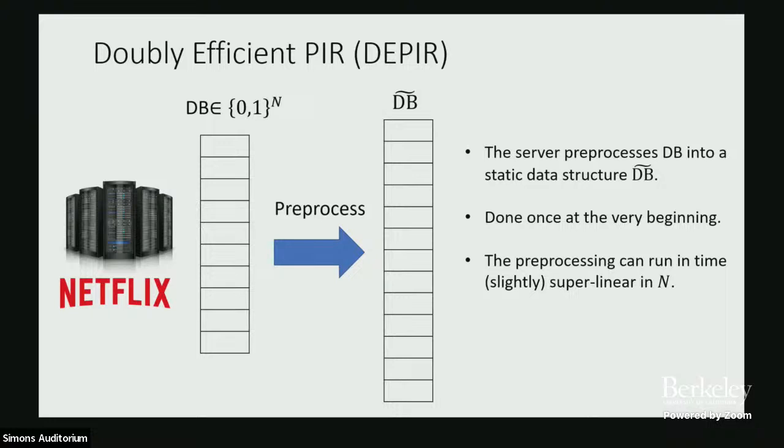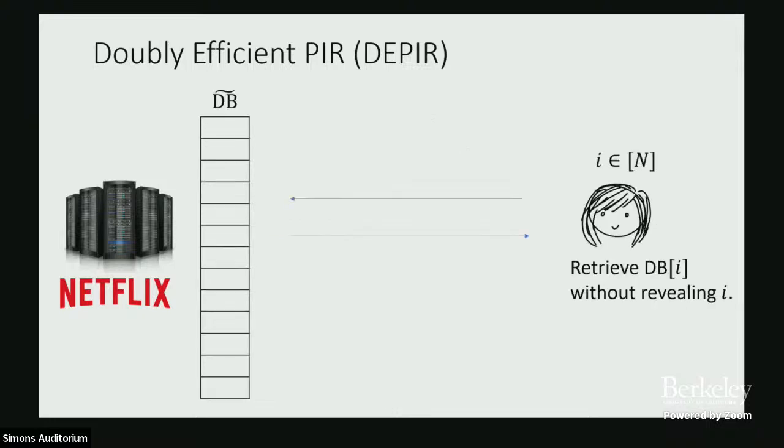It's a deterministic function. There's no randomness. There's no secret keys here. It's something the server can do on its own. And this pre-processing can run in linear time, could scan the entire database, maybe even slightly superlinear. And so the data structure size might also be slightly superlinear. But once this is done, once the database is preprocessed, the server now just stores this preprocessed data structure.